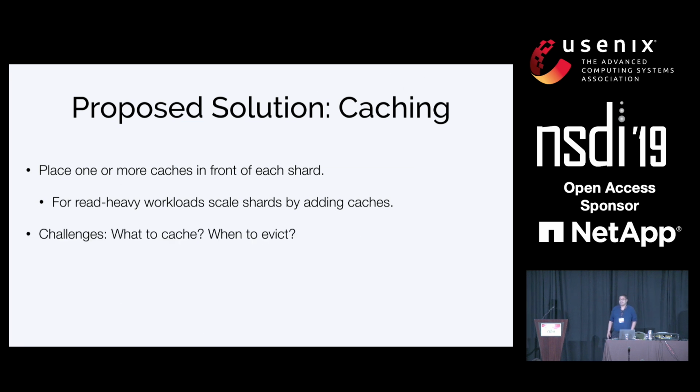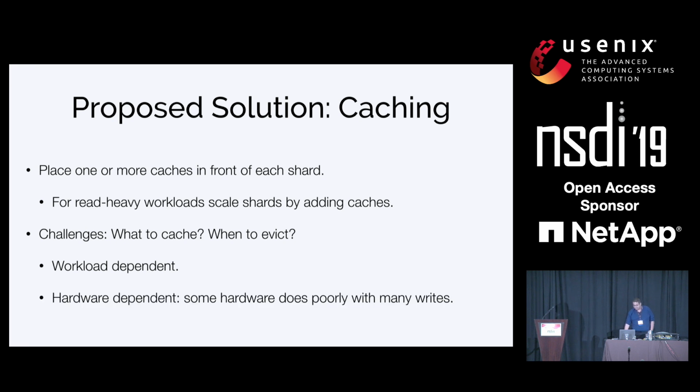Now, one challenge with any caching solution is always what content should you cache and when should you evict things, or what should you evict. And this, of course, depends on your workload. So if you can predict the future based on your workload, you can use that to make these decisions. But what is of more interest to us today is that it also sometimes depends on hardware.